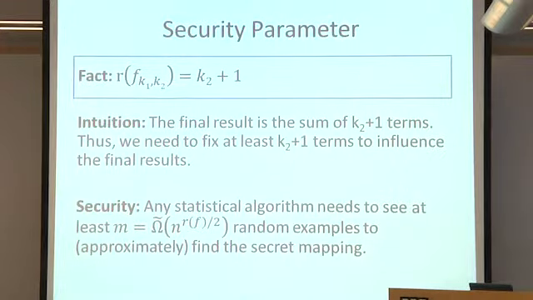Well, there's an attack that requires n to the R of f over 2 random examples and approximately recovers the secret mapping. And in fact, we can prove that any statistical algorithm needs to see at least this many examples to recover the secret mapping.